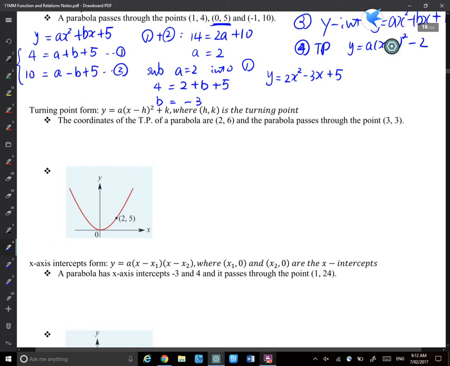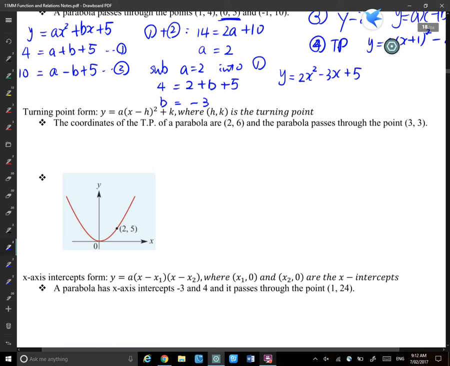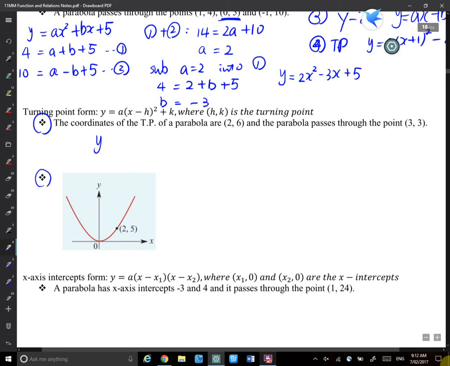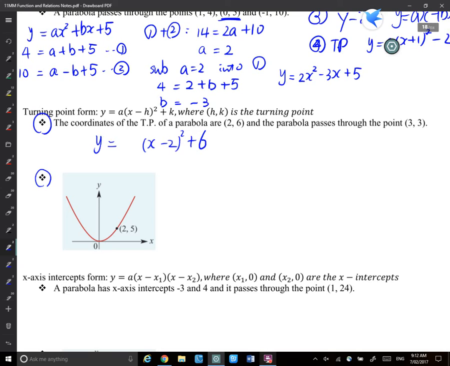For the next example, let's read the top one. The coordinates of the turning point of a parabola are (2, 6). I know the turning point, and I know a general point: it passes through the point (3, 3). So what I can write is the turning point form, (x minus 2) squared plus 6. Do you think that's correct? Is that my final answer?